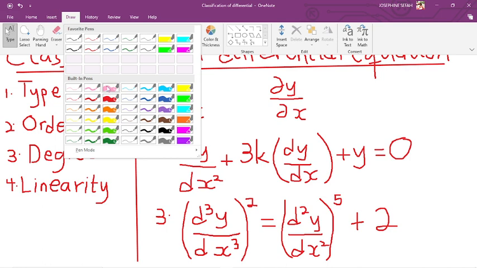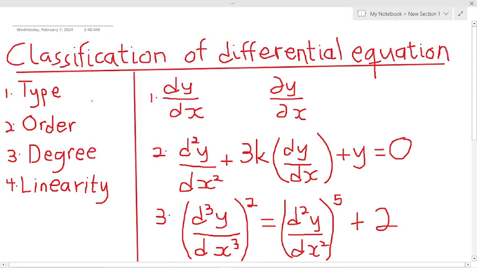In today's tutorial, we are going to discuss the four types of classifications of differential equations. The first one is known as the type. In the type, we have the ordinary differential equation and the partial differential equation. With the ordinary differential equation, the derivative of the unknown function, that is the dependent variable y, depends on a single variable, in our case x, and it is denoted by dy/dx.